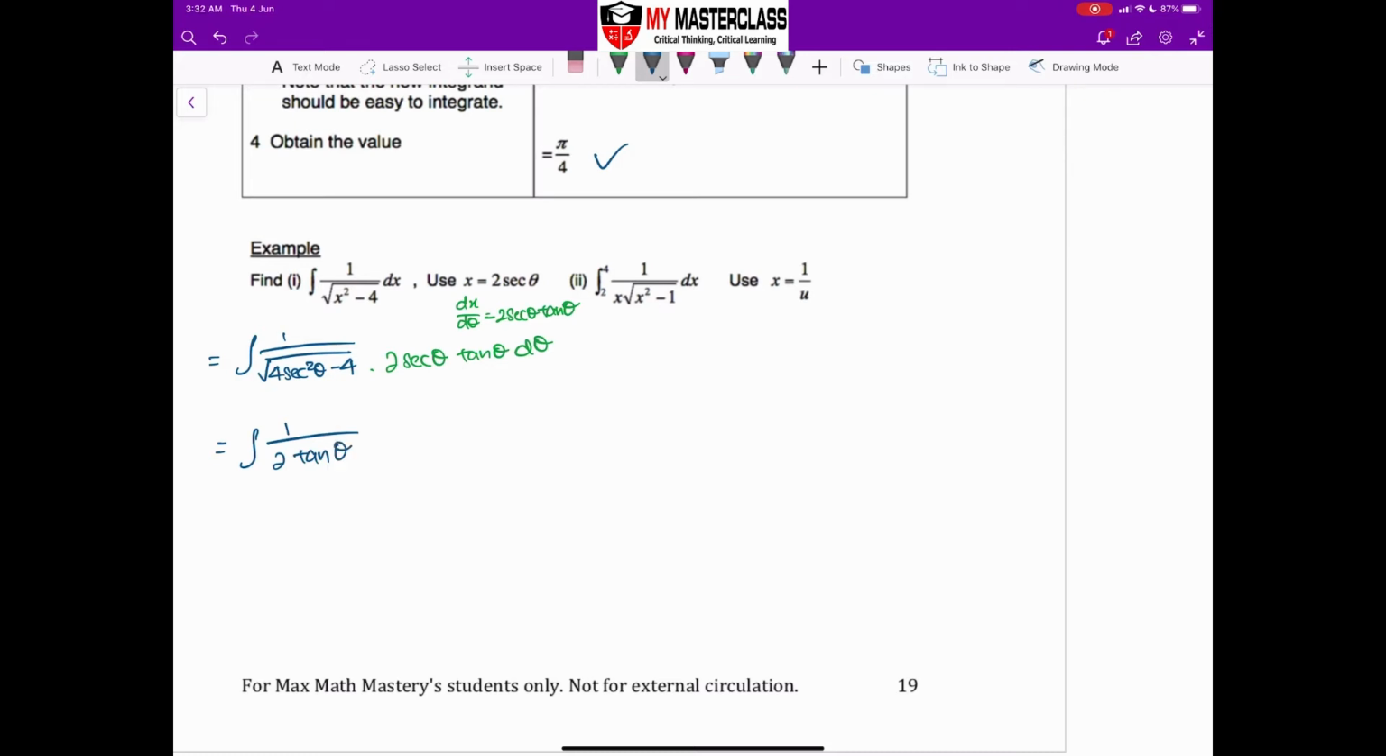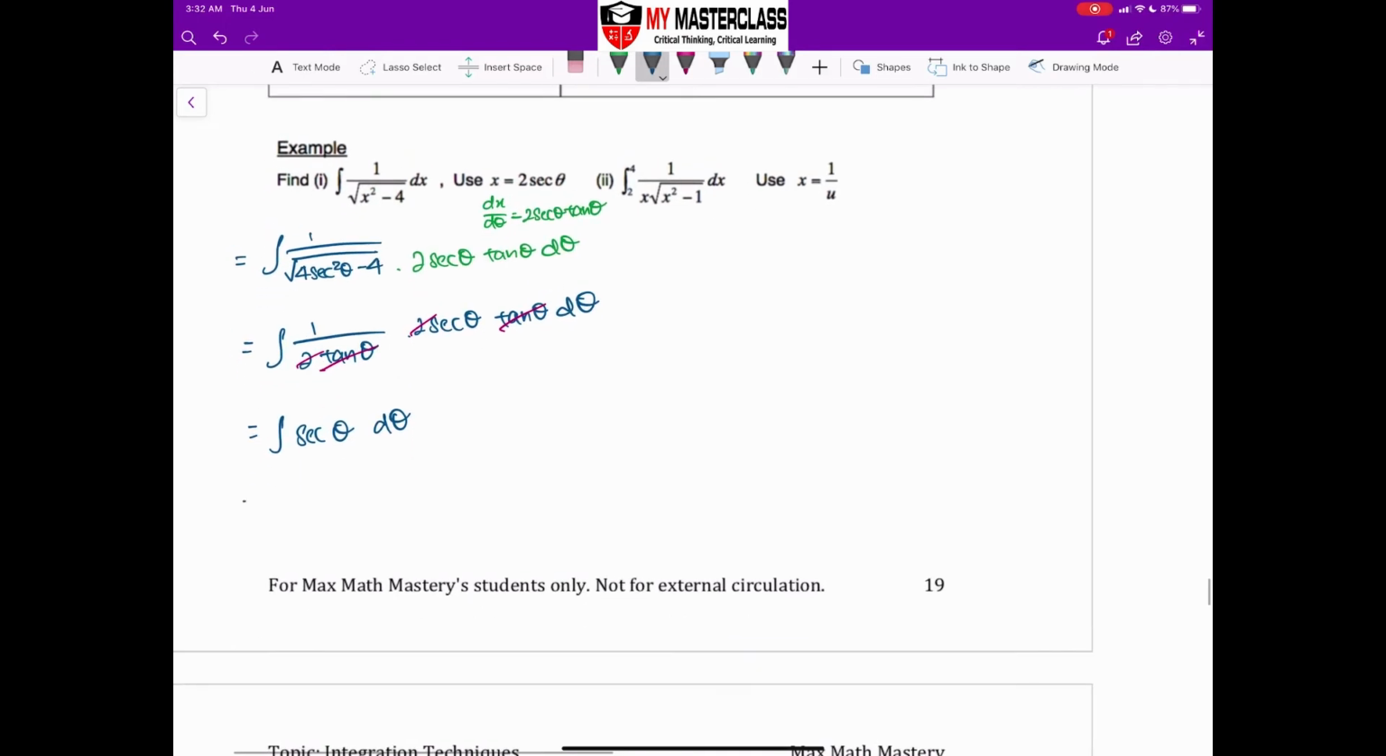tangent theta. Because the square root will give you the square root of tangent square. So the square root of tangent square will give me tangent theta, times 2 secant theta tangent theta from our previous part. You realize that the 2 will cancel out, the tangent theta will cancel out. So essentially, you should be left with the integral of secant theta d theta. And to integrate secant theta, it is basically from your MF26. The integral of secant theta is equal to ln modulus of secant theta plus tangent theta plus c. Don't forget the modulus.